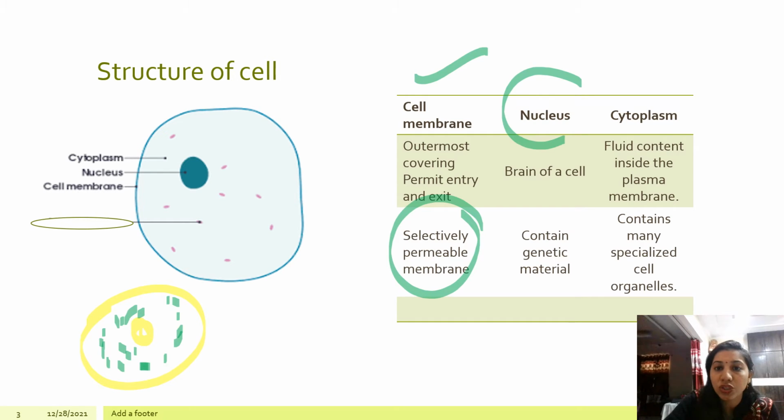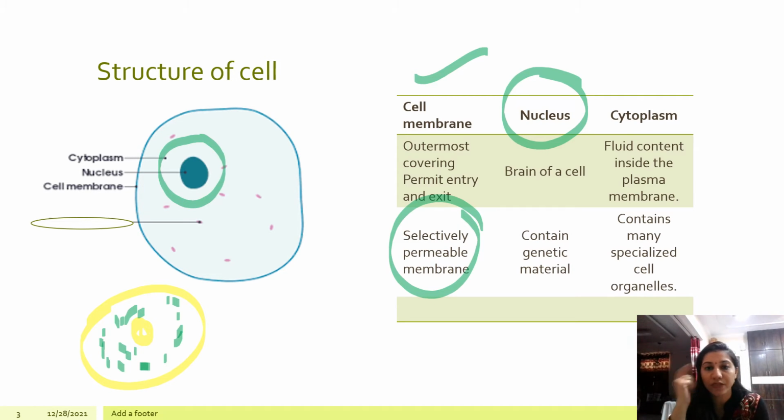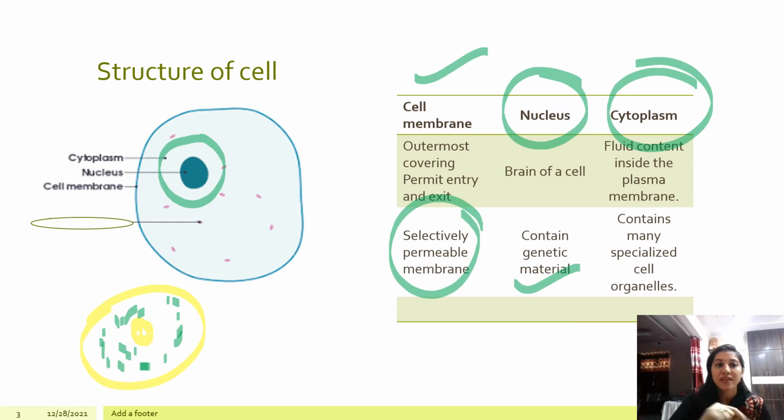Now the next is the nucleus. Here this part is the nucleus. Now the nucleus is the brain of the cell. Why is it known as the brain of the cell? Because all the activities are controlled by this nucleus only, and it contains genetic material as well that transfers from one generation to another generation. Now the third part is cytoplasm.